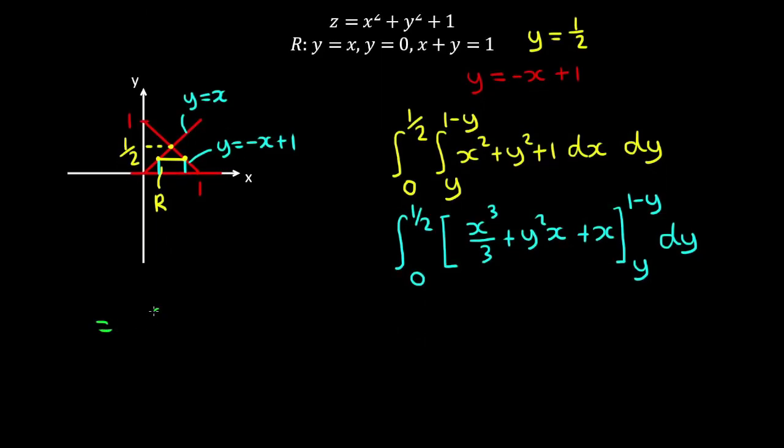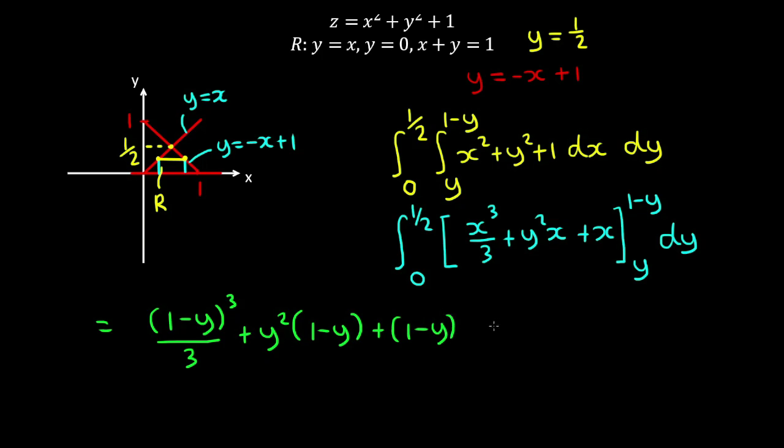So that gives 1 minus y cubed on 3 plus y squared by 1 minus y plus 1 minus y minus y cubed on 3 minus y cubed minus y. And that's integrated from y equals 0 to 1/2.